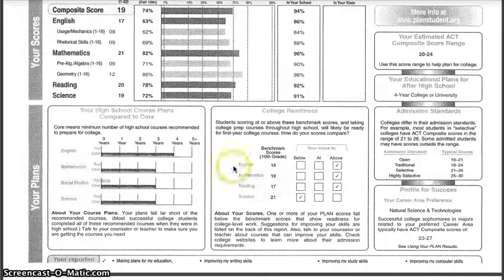They're well on their way. Science, benchmark's 21. They're at a 19. So they're a little below, but they're not in a lot of danger. They just need to take a few more sciences and really focus on those skills. You need to check yours and see where you fall, and then you can make some plans about what you need to do to get better.